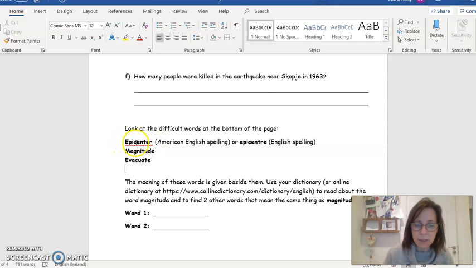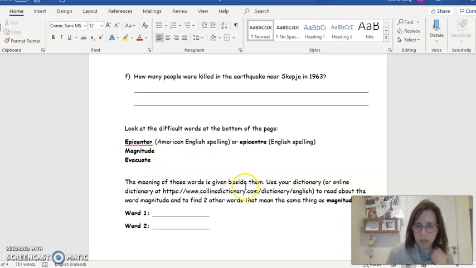So you can see it's E-P-I-C-E-N-T-E-R. That's American English, okay? We spell it E-P-I-C-E-N-T-R-E, English spelling, okay? So the meaning of these words is given beside them as in the article.